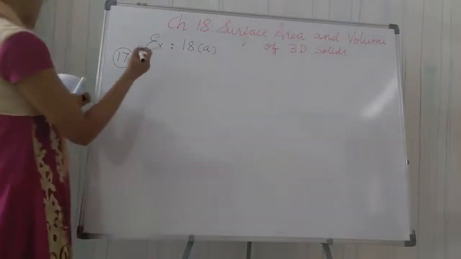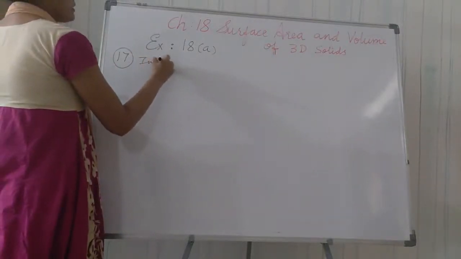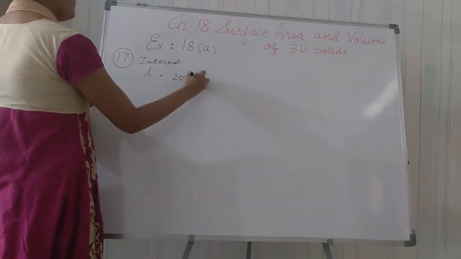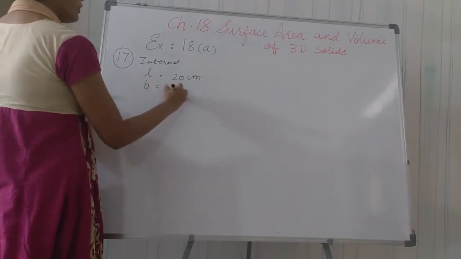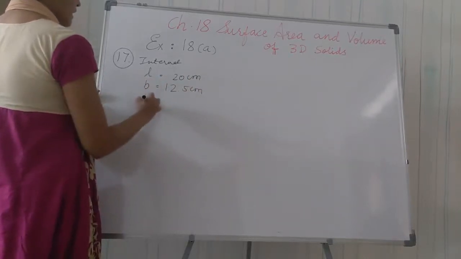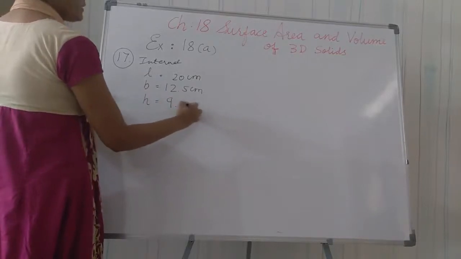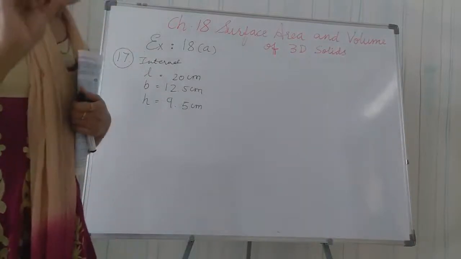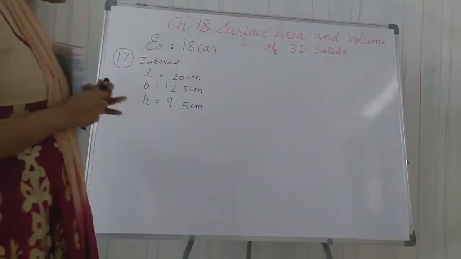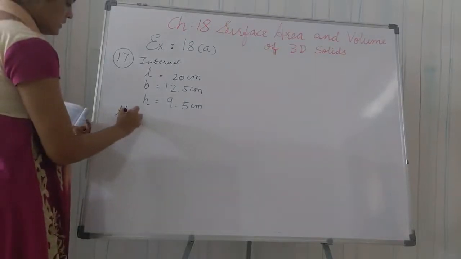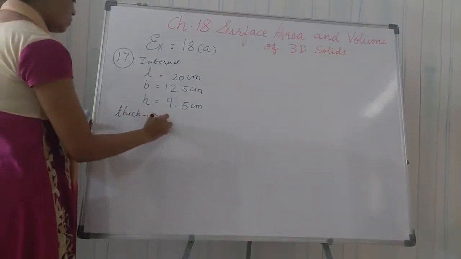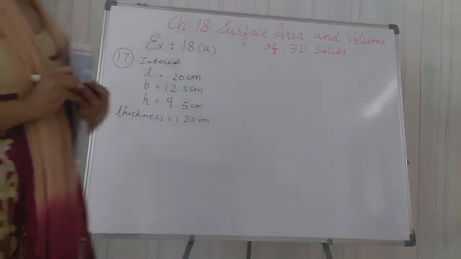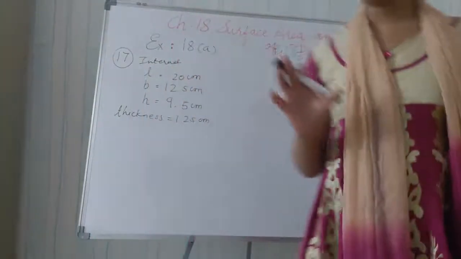First of all, writing here internal dimensions. Length is given as 20 centimeter. Breadth is given as 12.5 centimeter. And height is 9.5 centimeters. Now students, have you ever seen a wooden box? That wooden box must have some thickness. And here you are given thickness is 1.25 centimeters. Now we want to find the volume of the wood required here.